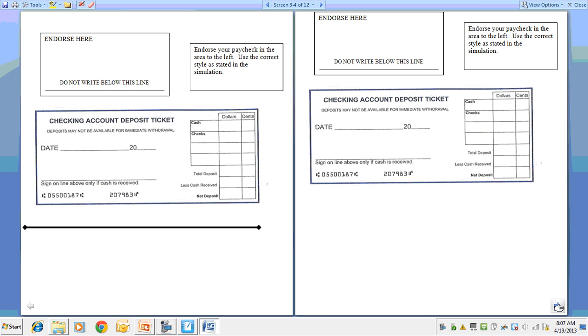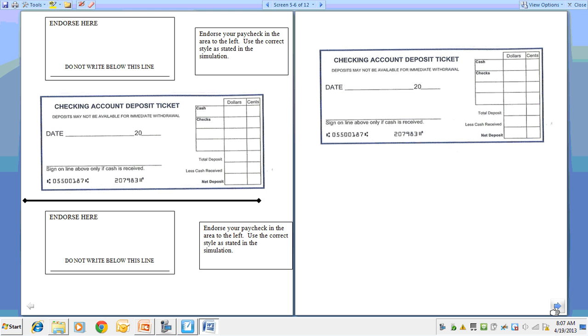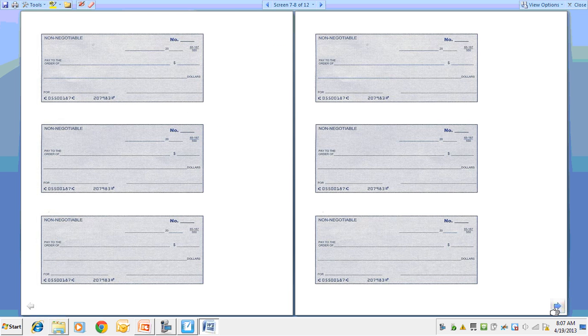Then you have some deposit tickets. So these are the things that you fill out when you put money in the bank. It also tells you how they want you to endorse these checks. So you're going to sign that endorsement in these boxes where it says endorse here. Same thing here. Then we have a bunch of checks. They will tell you when you're supposed to be writing a check in your simulation. It also tells you what check number it is, so you're going to need to fill that out.